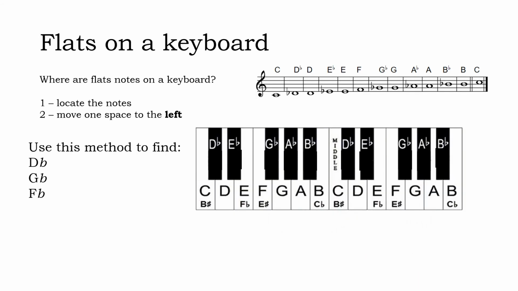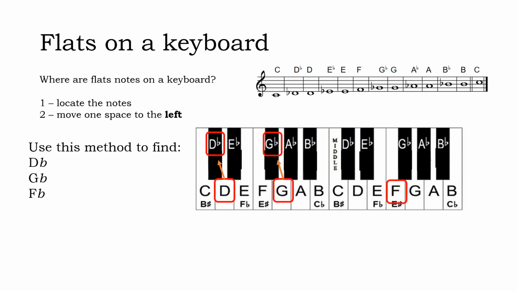So where are flat notes located on the keyboard? Very similar to finding sharps, you locate the note, but this time you move one space to the left. So finding D flat, we move one space to the left, which is a black key. Same with G, move back, that's G flat.